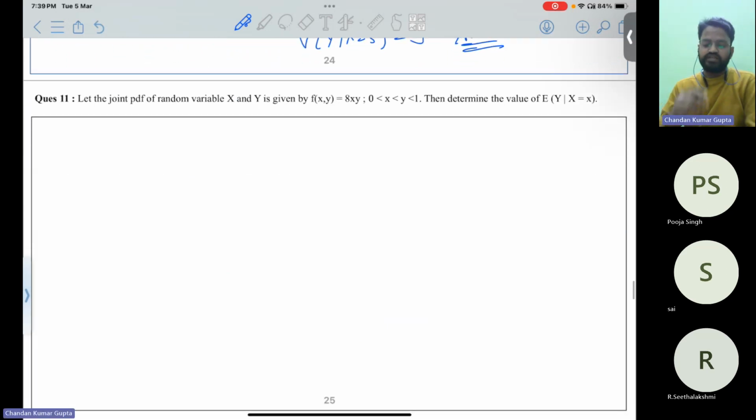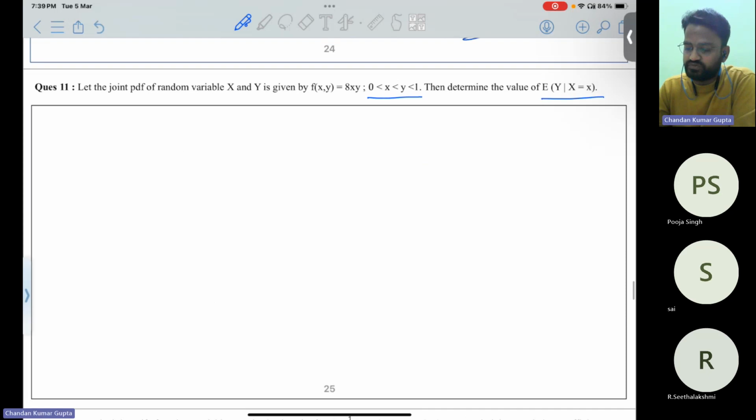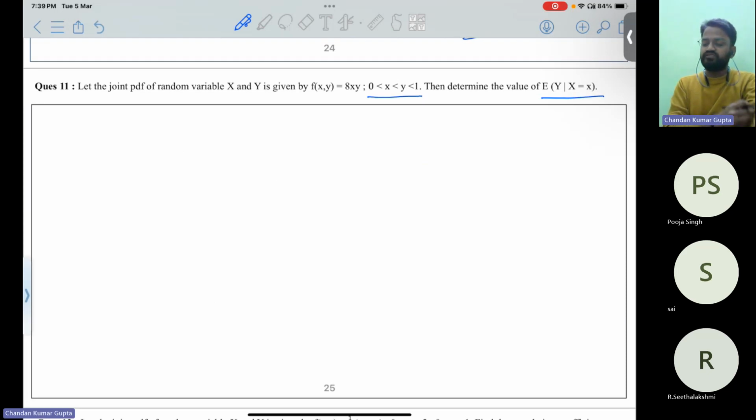Now the next question is: let the joint PDF of random variables x and y be given by 8xy, where x and y lie within this region. We need to calculate the expected value of x plus y given y, sorry, y given x equal to x. Okay.